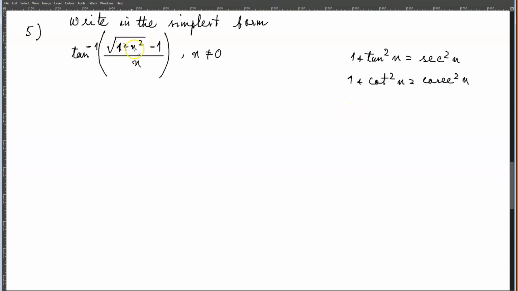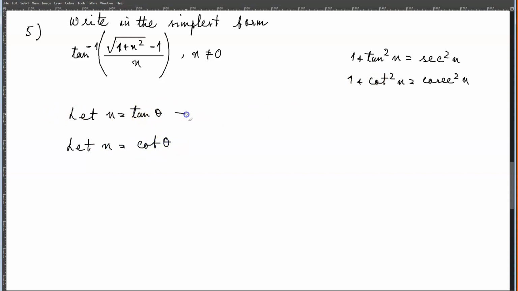So what that means is that I could either say, for example, let x be equal to something like tan theta, or I could say let x be equal to, for example, cot of theta.